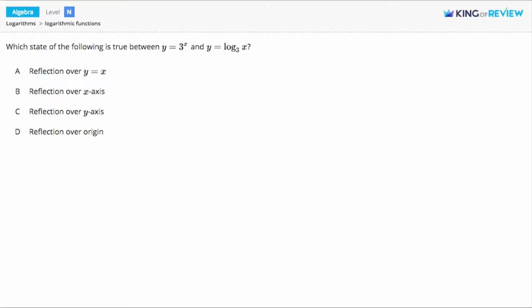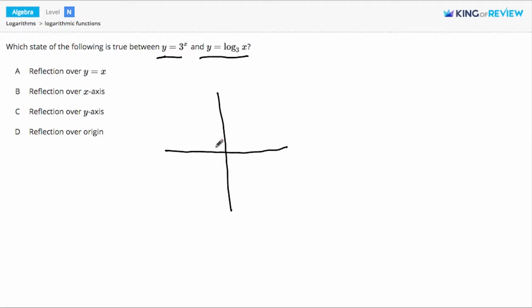So here we're asked to figure out which of these four reflections is true about the graphs of y equals 3 to the x and y equals log base 3 of x. There's two ways to think about this. First, we could just think about it visually, since we're asked a visual question. Which one is a reflection?